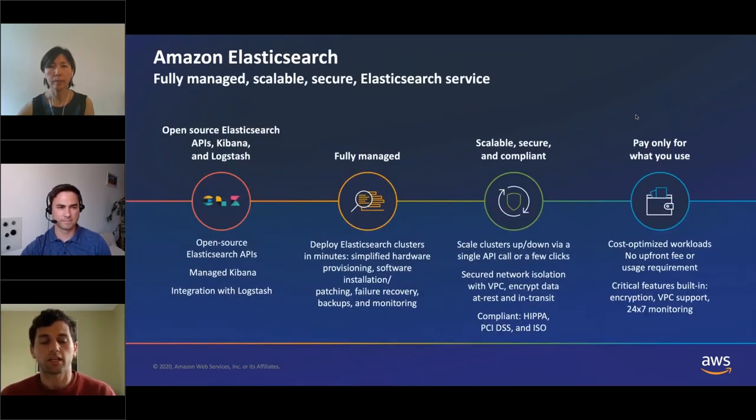The next service that NIBR benefited from was Amazon Elasticsearch. Amazon Elasticsearch is a fully managed service that makes it easy for customers to deploy, secure, and run Elasticsearch cost effectively at scale. The service provides the open source Elasticsearch APIs, such as managed Kibana and Logstash.